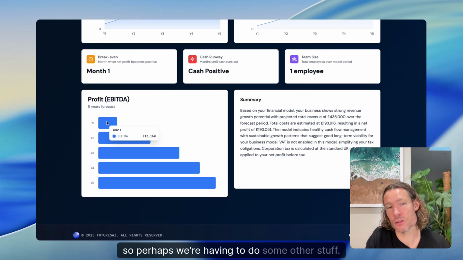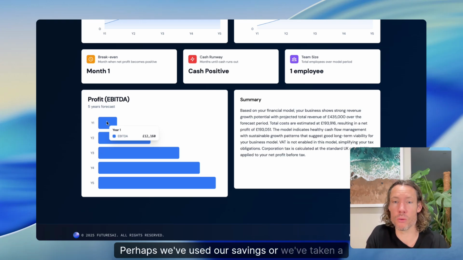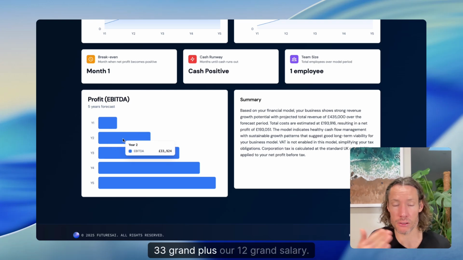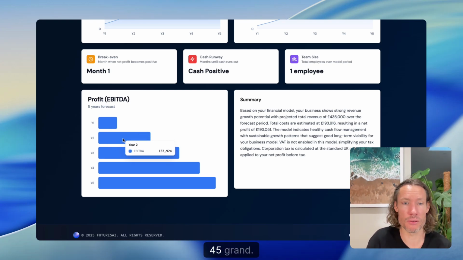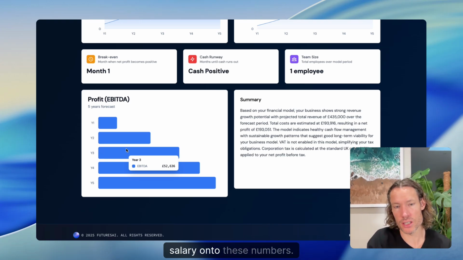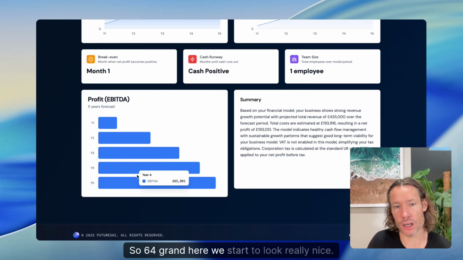So perhaps we're having to do some other stuff. Perhaps we've used our savings or we've taken a small loan from somebody. We could go back and factor that in. 33 grand plus our 12 grand salary. We're starting to look a bit better here, 45 grand. And then we start to add up, when we add that 12 grand salary onto these numbers, so 64 grand here, we start to look really nice.